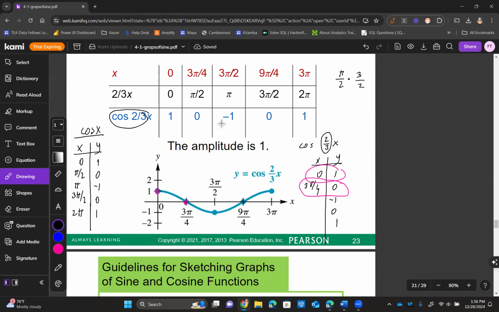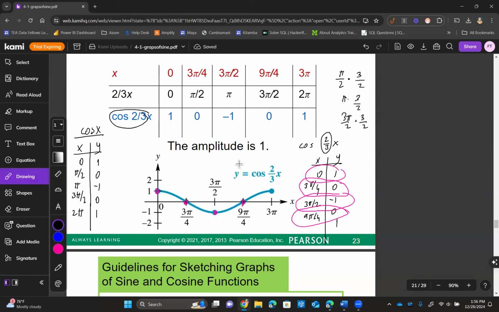Next angle is pi, but I have to divide pi by 2 over 3, which means multiply it by 3 over 2. That gets me 3 pi over 2, and that has to go to a -1. Next one on the graph is 3 pi over 2. I have to divide it by 2 over 3, which means multiply it by 3 over 2. That gets me 9 pi over 4, so 9 pi over 4 will match with a 0.